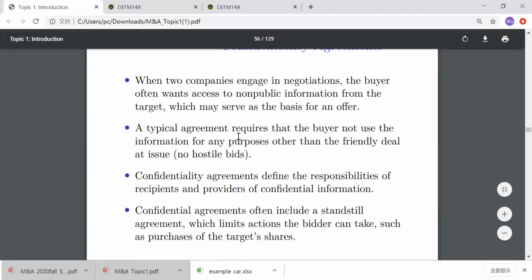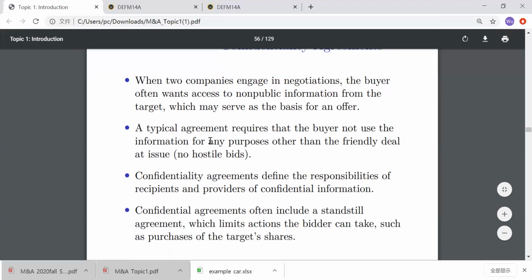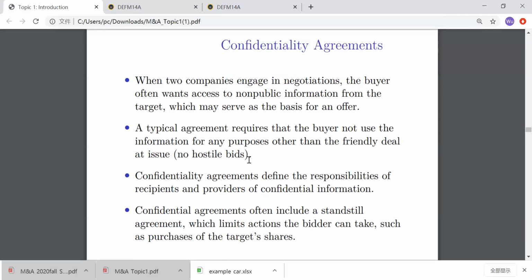And so basically, when companies engage in negotiation, the buyer needs to get access to the non-public information. This is the basis based on which the acquirer is going to make an offer. The typical agreement requires the bidder not use the information for any purposes other than the friendly deal at issue. And they should not make hostile bids. Hostile bids means unsolicited bids. That is, if the target doesn't want the bid, then the acquirer should not make it.